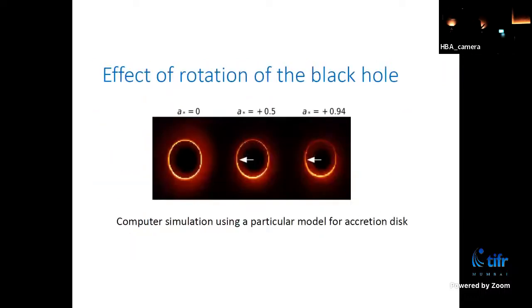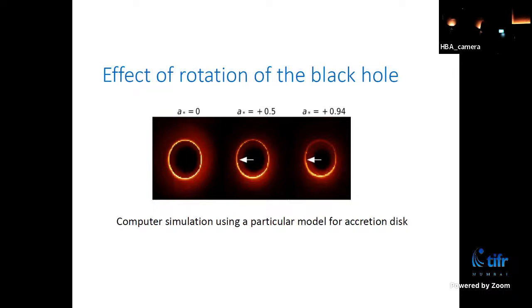So this is visible from these pictures. Here, these pictures are produced using computer simulation. People used some very simple model for the accretion disk, which involves just ionized hydrogen. So you just have electrons and protons moving at high velocities around the black hole. That is the model for the accretion disk.